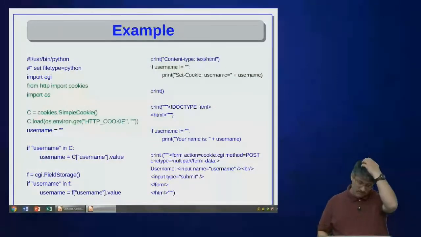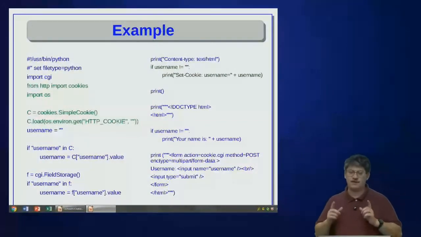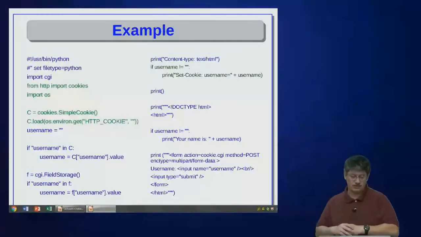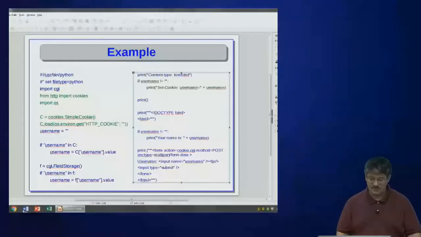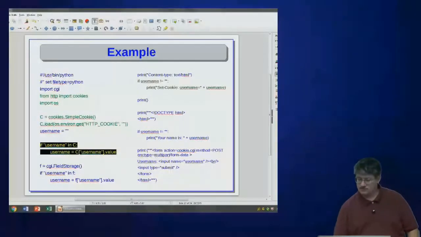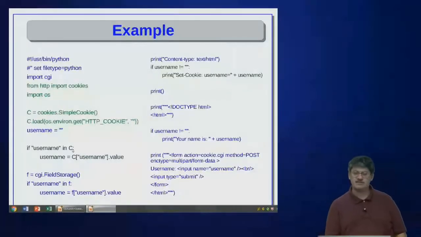And then I have an if statement that says if there is a username in the cookie jar, get its value. That should have been green. Let me fix that really quickly. This part right here is new. So let me fix that. Look at that. OK. So if the username is in the cookie jar, fetch its value.